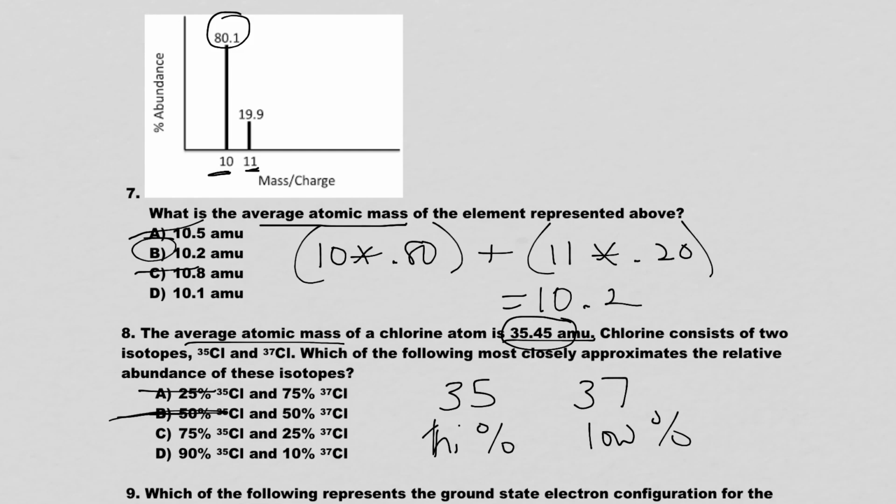And again, I just reasoned this out. Which one of these is most plausible? Because 35.45 rounds to 35.5. So from that, I could tell it couldn't be this high of a percent of 90. It must be 75-25, and that is the correct answer.